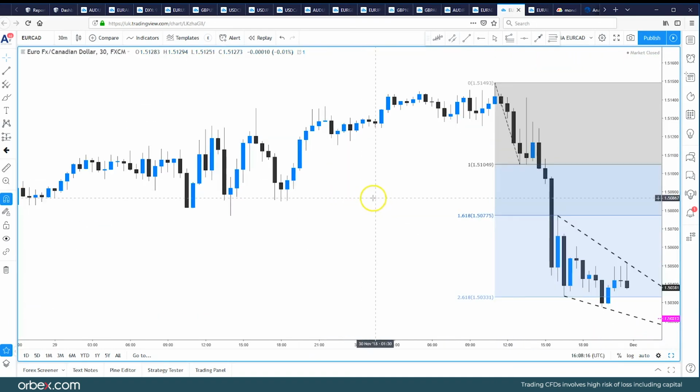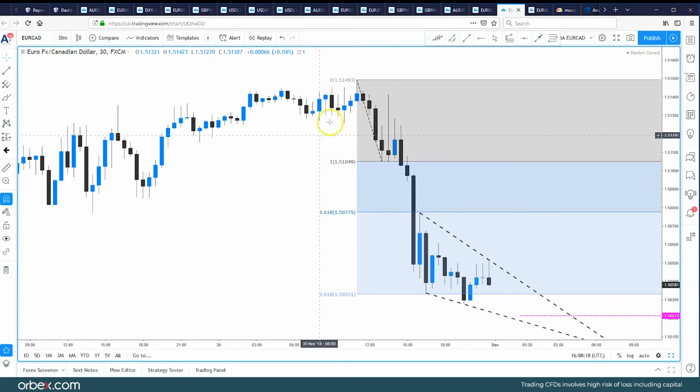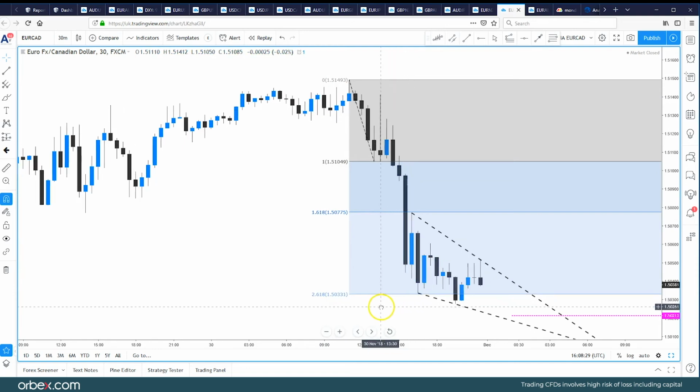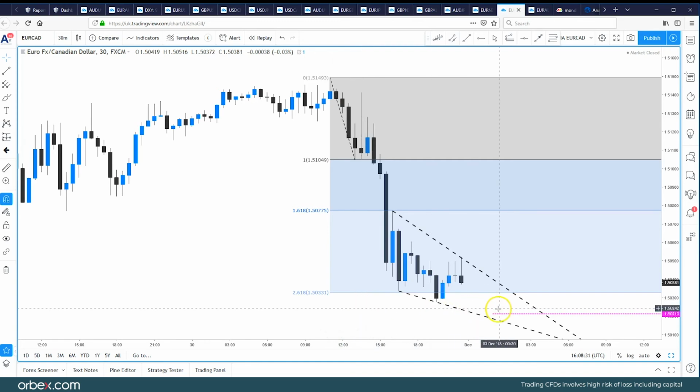And again, more importantly, is this time frame, which is the 30-minute time frame. We can see that levels close to the 261.8% extension at 150.33 have stalled the sell-off. We've got bespoke support at 150.21, and we're looking for that to trigger longs in Euro CAD this week.